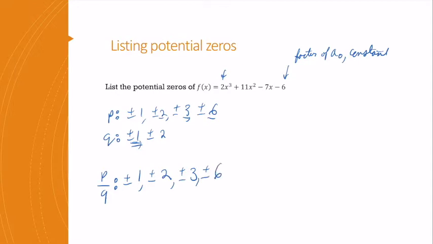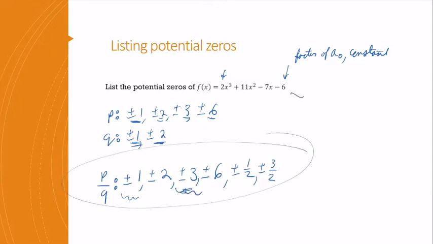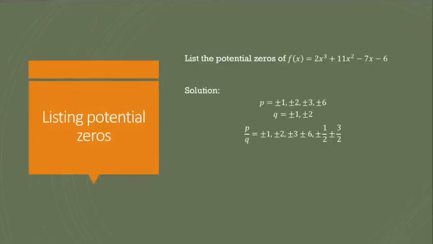I now have to take all my possible p's over 2. 1 over 2 gives us 1/2, 2 over 2 gives us 1, which we already have, 3 over 2 gives us 3 halves. And 6 over 2 gives us 3, which we already have. So here are all the possible zeros of this polynomial. I did go ahead and type up all the possible zeros so you could check your answers from the posted PowerPoint. And you might think, oh, this is great.